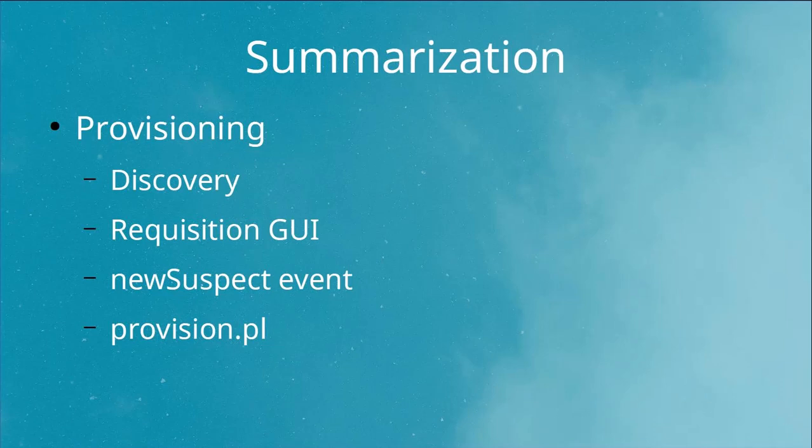Using the requisition GUI can be a bit cumbersome for more than 10 nodes at one time. There are 2 options from the command line, both of which would work well with a file containing rows with host, IP, and requisition information, both of which can be scheduled to run automatically. newSuspect is the simplest of the 2, but provision.pl has so many other purposes besides provisioning that it behooves the OpenNMS admin to learn how to use it.